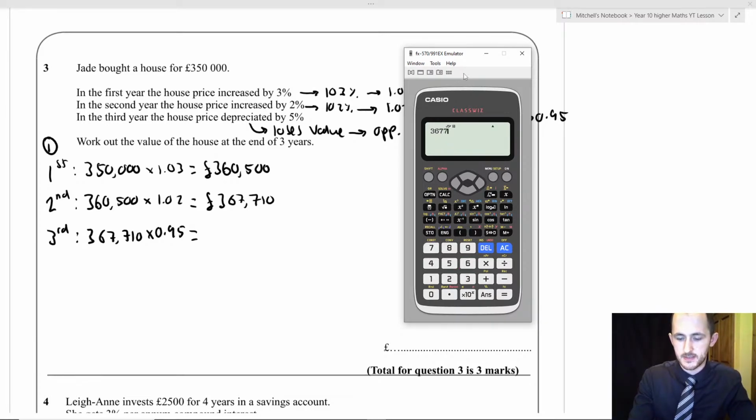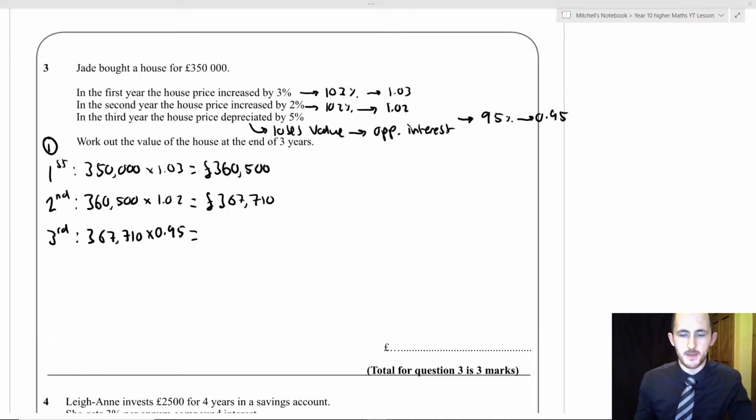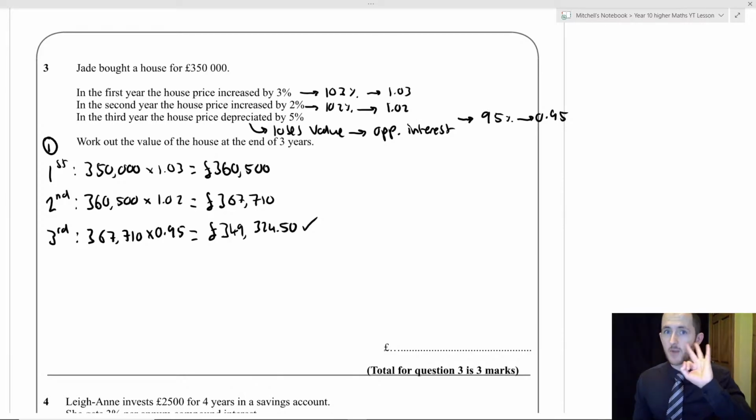So 367,710, and we get £349,324.50. Okay, so that's our answer. That's 3 marks. Okay, bear in mind this is 3 marks, so 3 steps make sense.